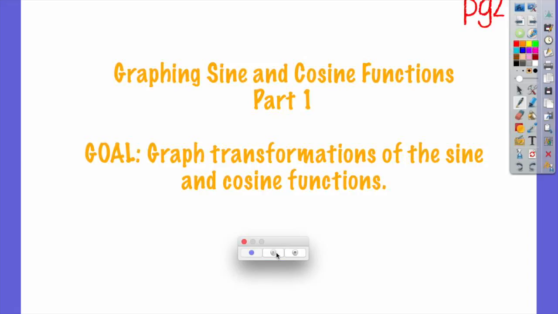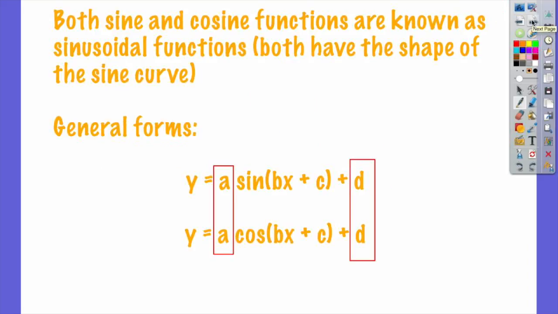Before we get to the next foldable, what we're going to graph to start are your sine and cosine functions. That's why we spent some time on them. Both sine and cosine functions are known as sinusoidal functions. The reason why? Both have the shape of a sine curve. You notice both sine and cosine model each other. They really do. And these are the general forms for sine and cosine.